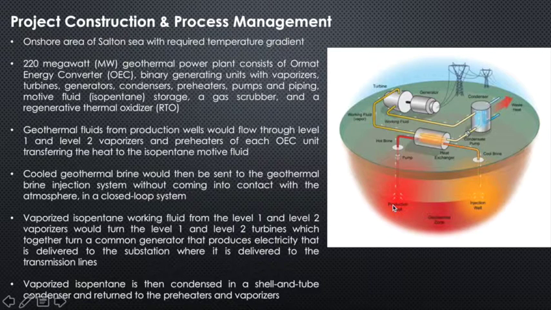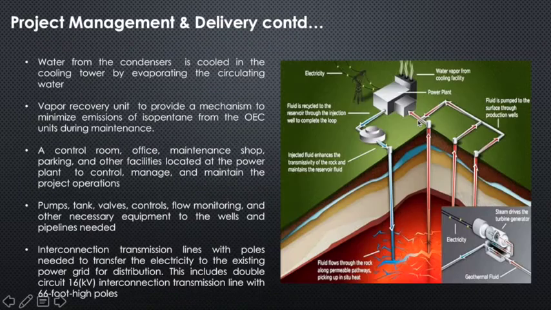The vaporized isopentane working fluid from level 1 and level 2 vaporizers would turn the level 1 and level 2 turbines, which are shown over here, but for representation here is one turbine, which together turn a common generator that produces electricity that is delivered to a substation, where it is finally delivered with the help of transmission lines to the residential customers here. And as we know, the use of the isopentane here is a closed loop system.